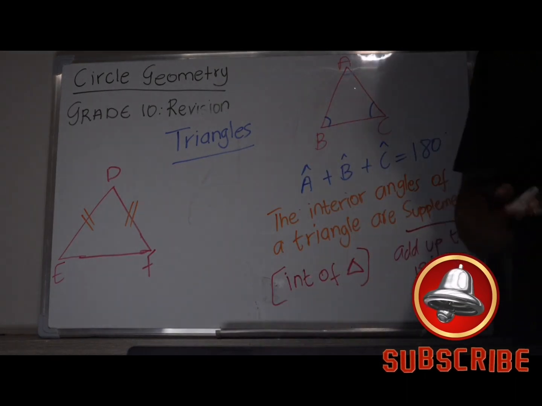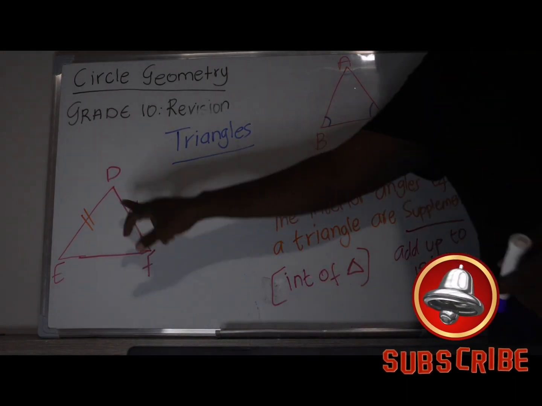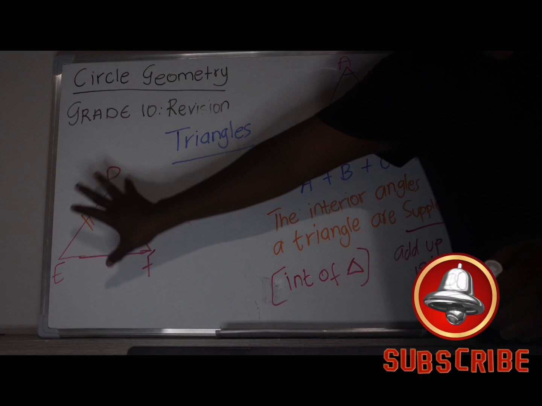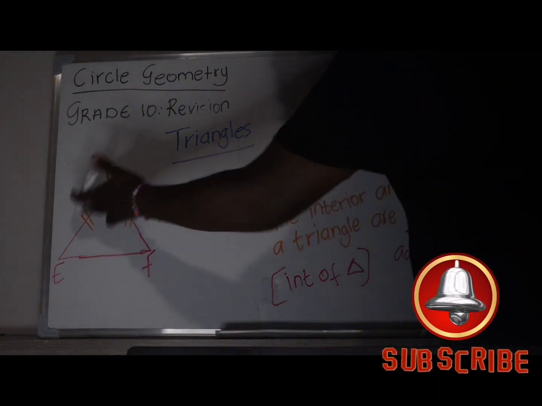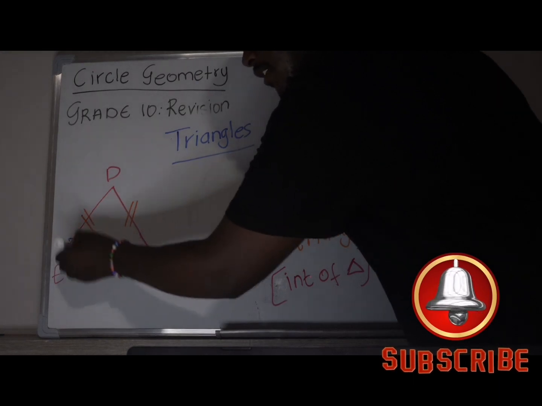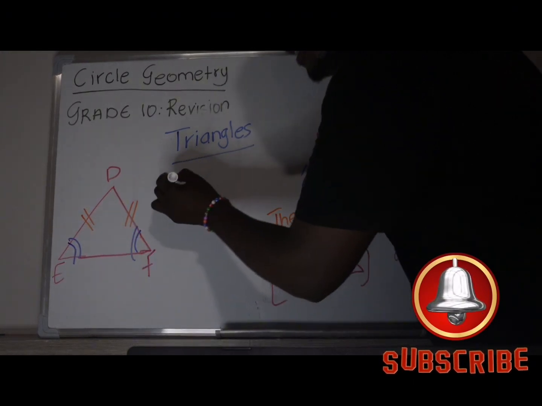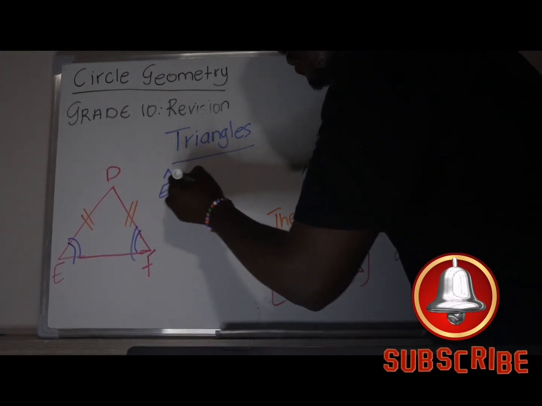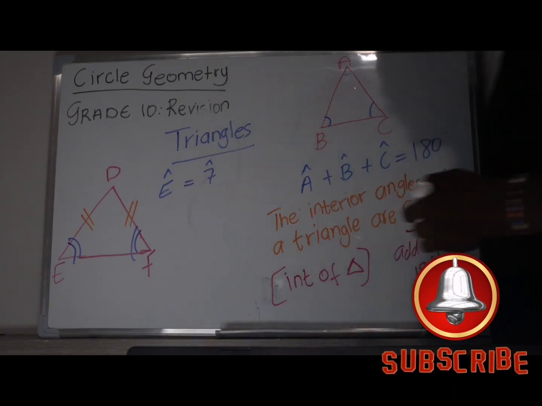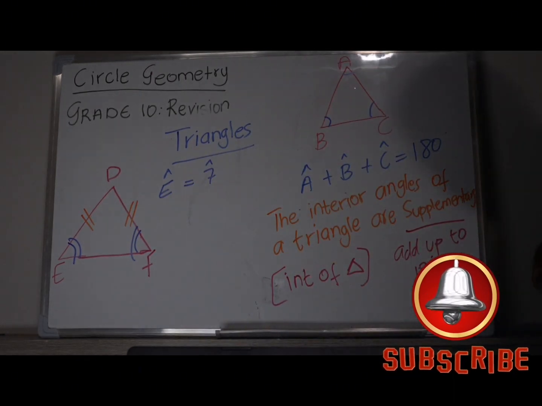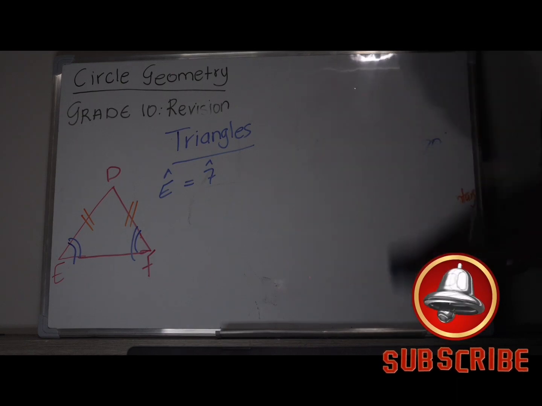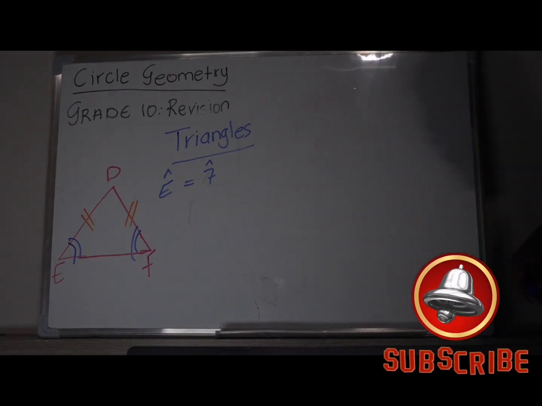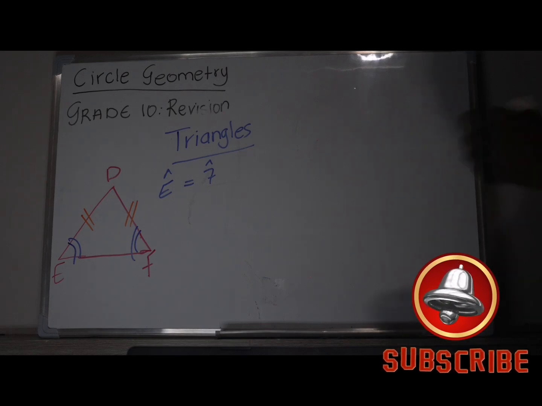Which means if these two sides are equal, this is an isosceles triangle. Why? Because two sides are equal. Therefore these adjacent angles are also equal. Angle E is equal to angle F. Why are you saying that?